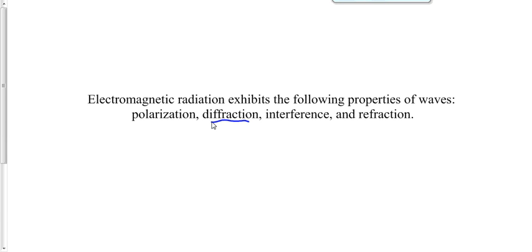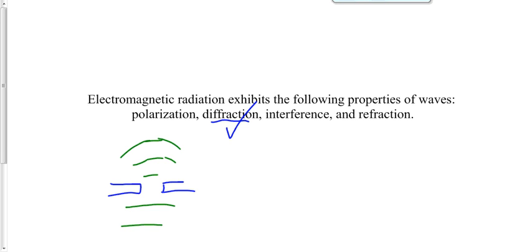Diffraction, that's the spreading out of a wave, right? If you have an opening like this, and a wave encounters that opening, it goes through the opening and spreads out like this. Okay, that's diffraction. Well, you know what? Light will diffract when it passes through an opening, and since diffraction is a property of waves, then light must be a wave, right? If it exhibits a property of a wave like diffraction, then it must be a wave.